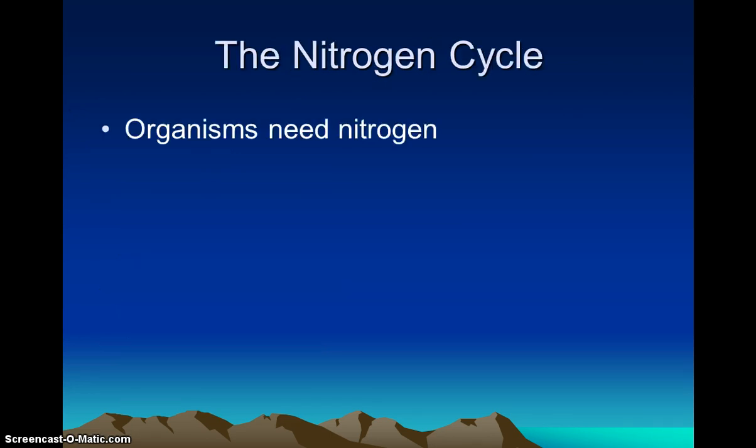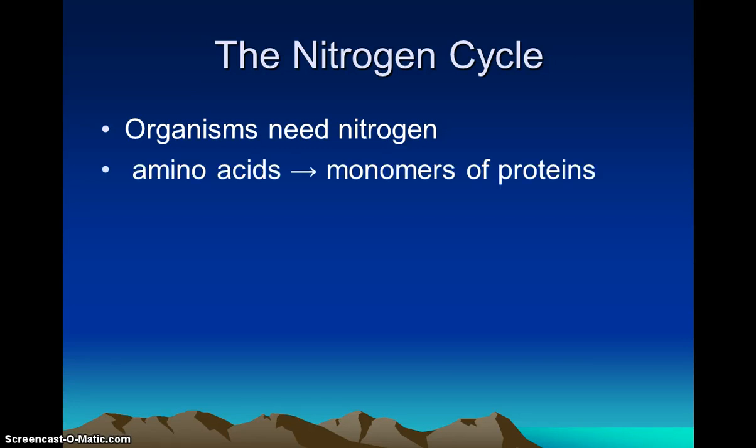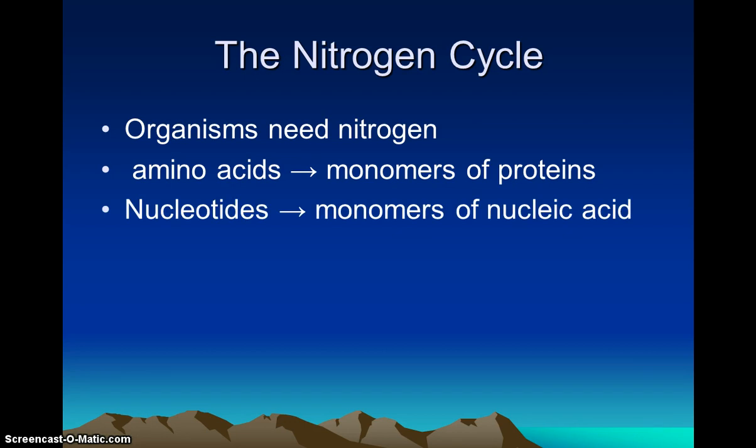Next is the nitrogen cycle. All organisms need nitrogen. It makes up amino acids. Nitrogen is going to be part of the monomer for proteins, and it is also part of the monomer for nucleotides, which we've already learned.